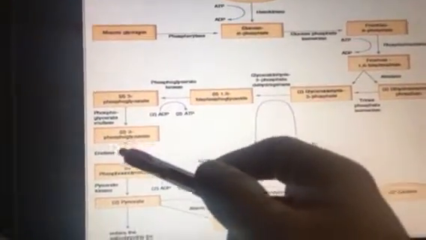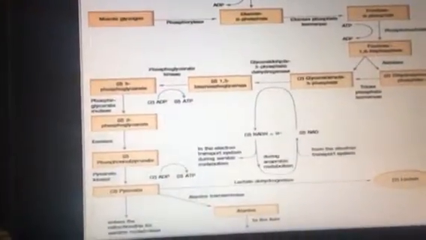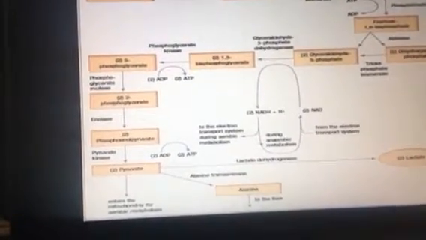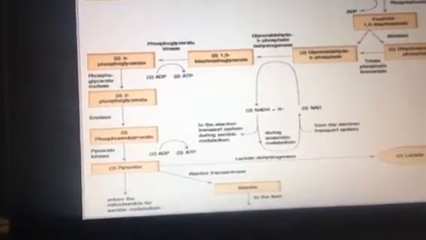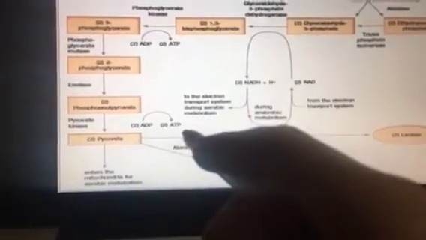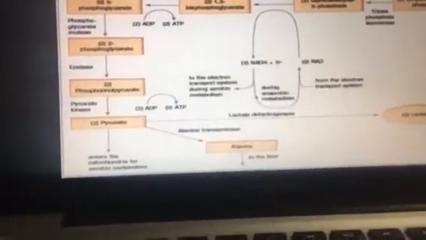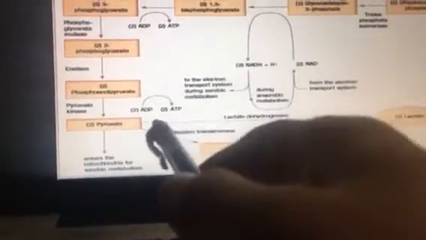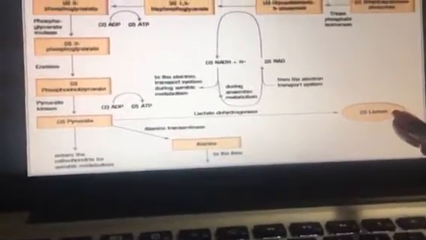2-phosphoglycerate, and then the enzyme enolase catalyzes it to phosphoenolpyruvate. And as you can see here, there's another 2 ADP and 2 ATP produced. And then after this, the enzyme pyruvate kinase catalyzes it to pyruvate. And then the byproduct of pyruvate here, as you can see, is lactate.